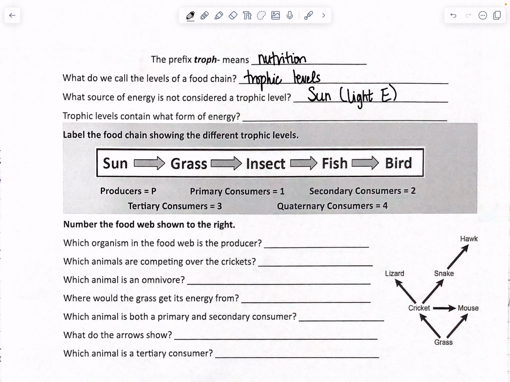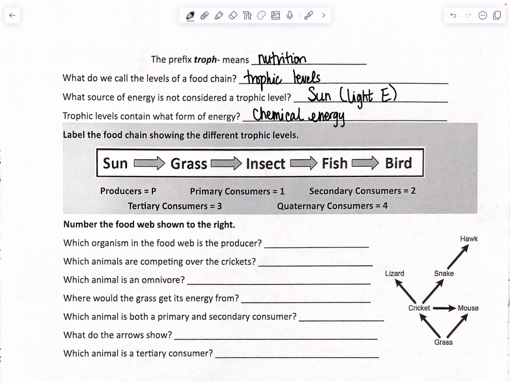So you're going to put a P over the producer, a 1 for the primary consumer, meaning the first person to eat. Secondary consumer is your second person to eat. Tertiary is your third person. Quaternary will be your fourth person. Not everyone may be represented, so we'll see.